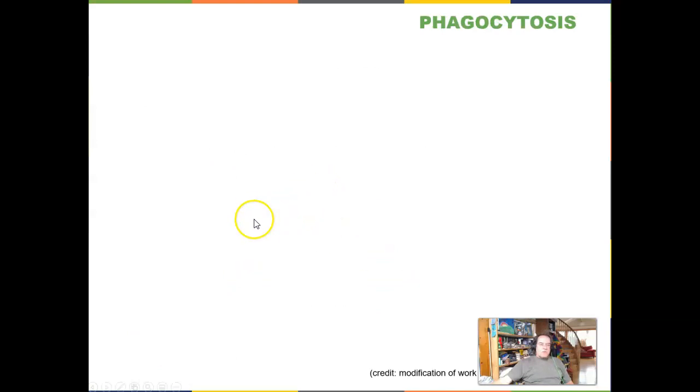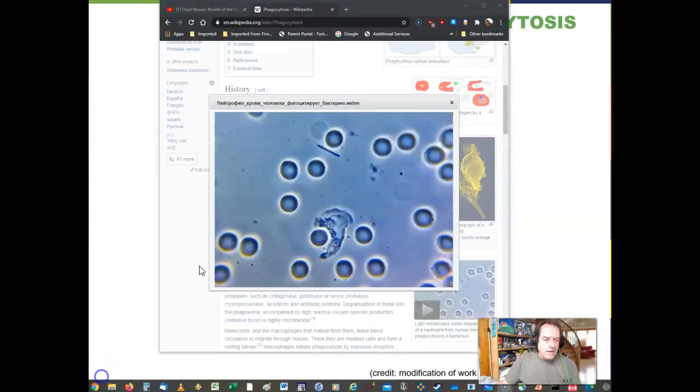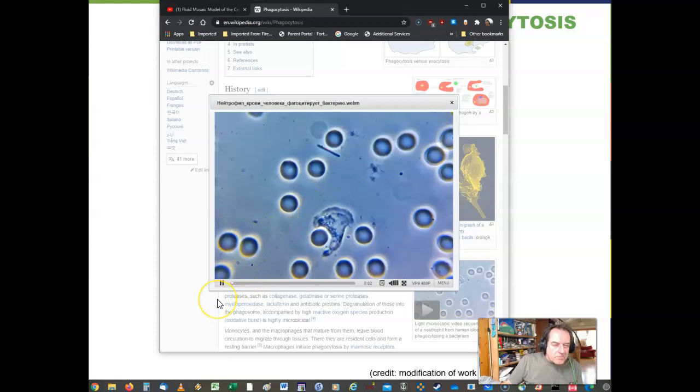I've got a couple of pictures that just aren't working. Hold on a second. So this is from Wikipedia. Let's play this animation of a neutrophil, a particular type of white blood cell. I'm sorry, it's in Cyrillic right here, but originally it was in English. A white blood cell, a neutrophil, phagocytizing bacterial cells, not these larger things, these are red blood cells right here, but the bacterial cells, smaller things around here. Let's see what happens.